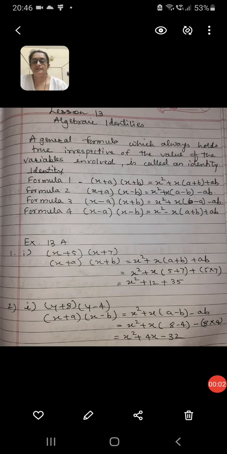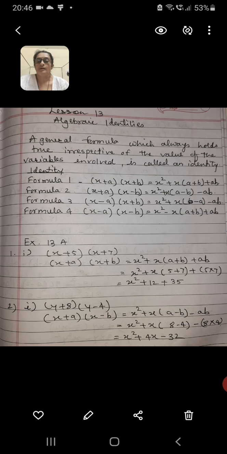Hello children, today we are going to start with the new lesson, that is lesson number 13, algebraic identities. Now what are algebraic identities? We have learned multiplication of binomial into binomial. So those multiplications using distributive laws are used as identities. Now here we will get the direct answers. Instead of doing in 2 steps, 3 steps, we are going to use the direct answer using a formula.